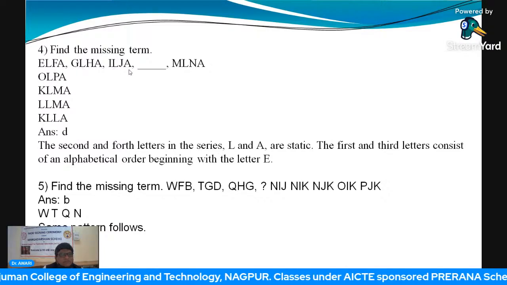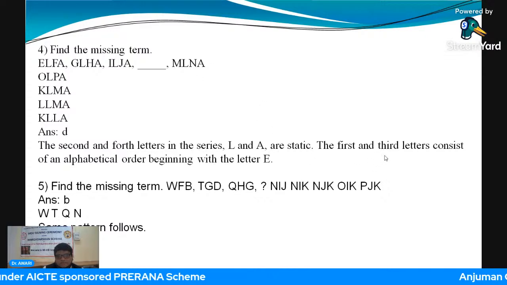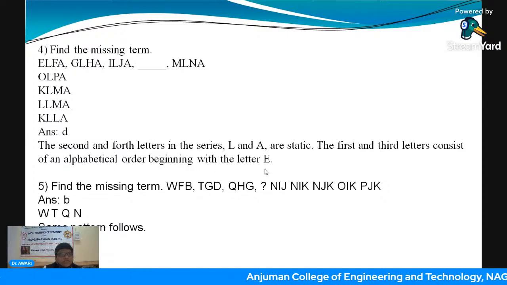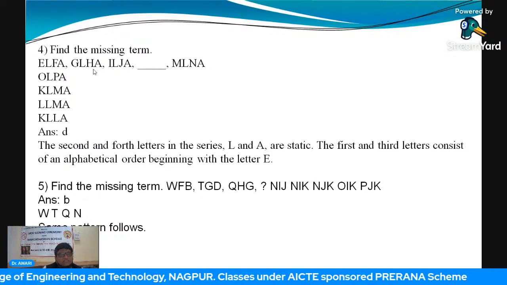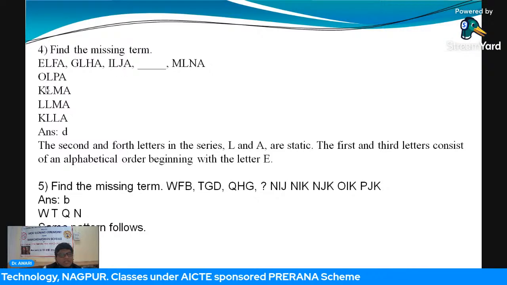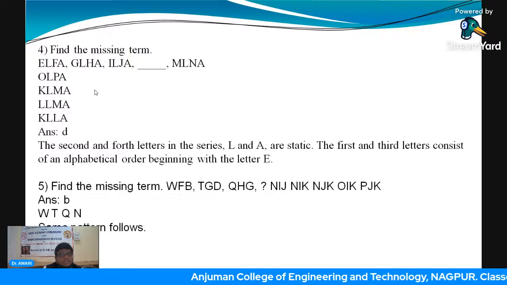Similarly GLHA, similarly ILHA, similarly MLNA. So L and A are the static letters. The first and third letters consist of an alphabetical order beginning with the letter E. So here E, here F, here G, H, I, J, then what will come there? K, after K then L, then M. And the repeating letter is nothing but A.